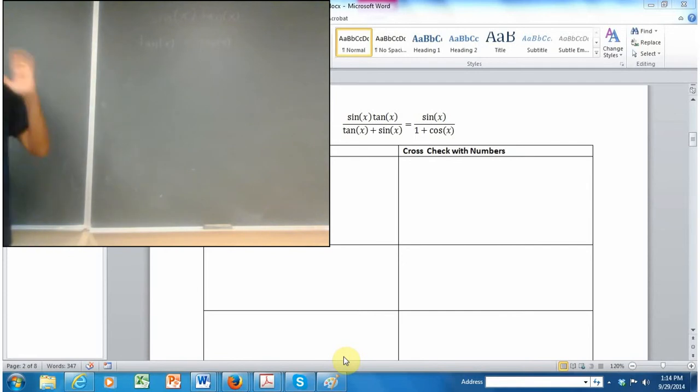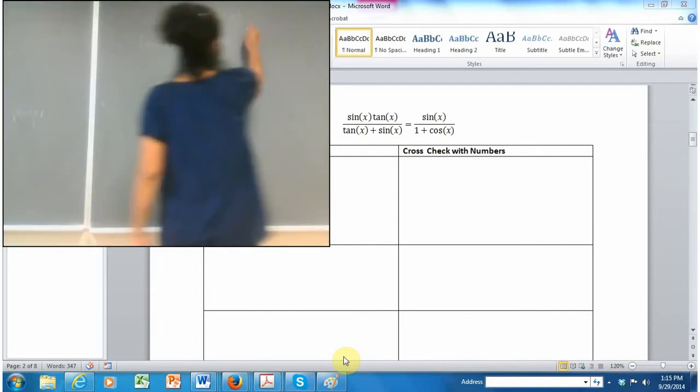So you look at this problem, the first step is to change the tangents into sines and cosines, which I think almost everybody did.